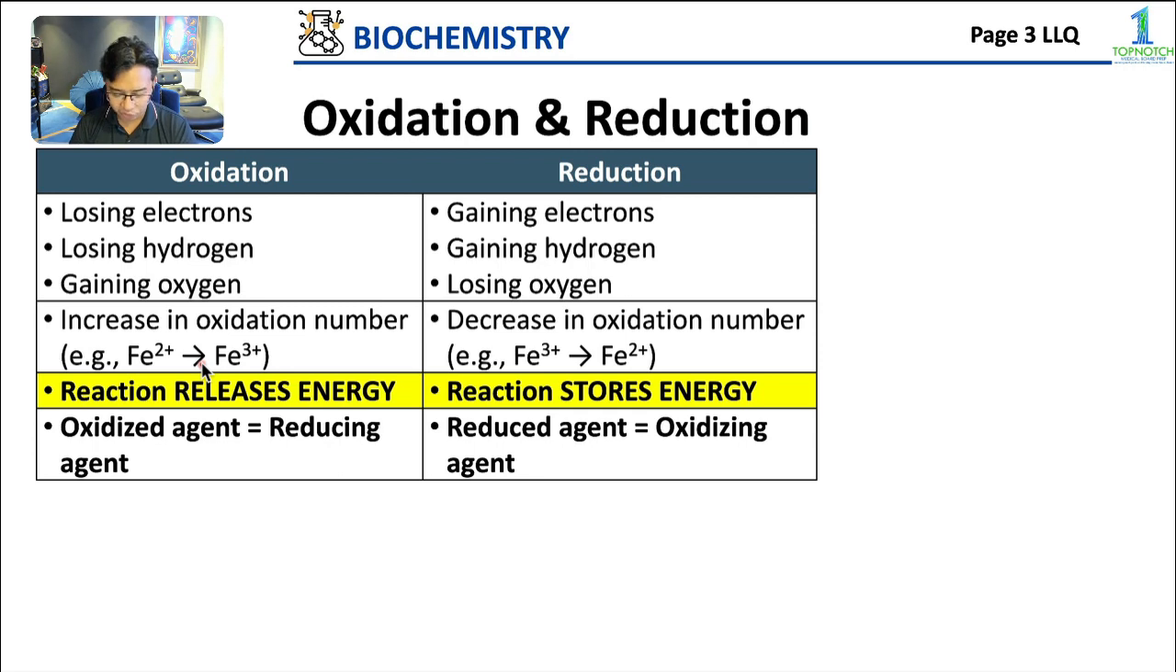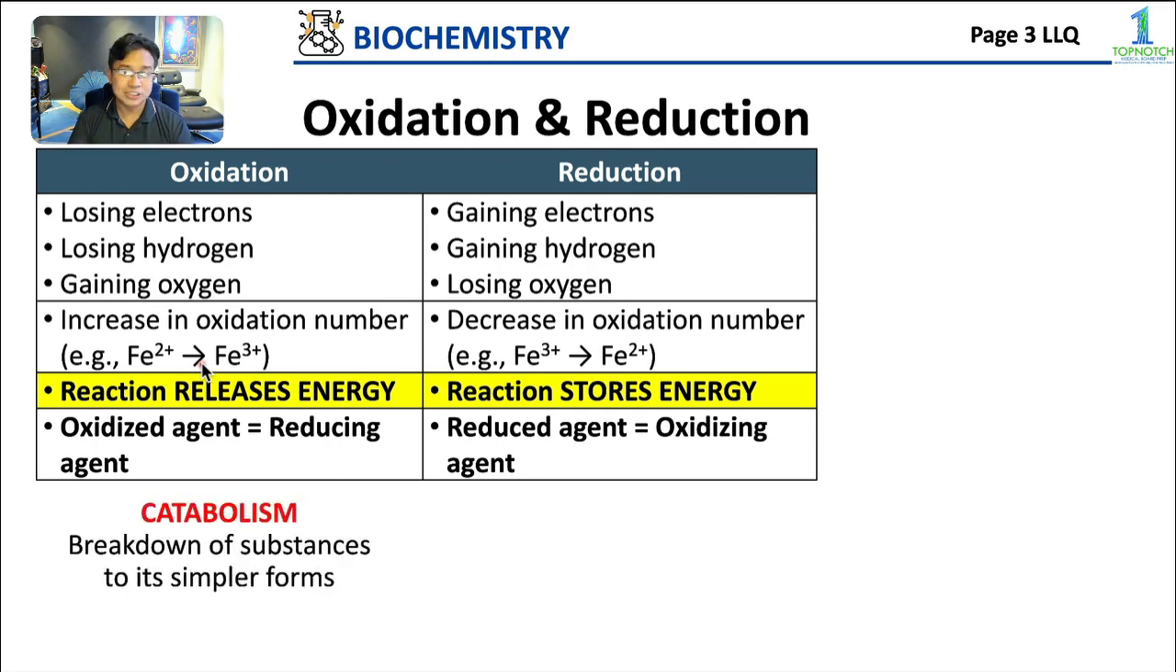Hence, it is mainly involved in catabolic processes, which is the breakdown of substances into their simpler forms. For example, a large protein molecule becoming smaller amino acids. That is catabolism. Now, the oxidized agent here, the substance involved here, becomes the reducing agent of the reduction side. As mentioned, redox reactions occur together.